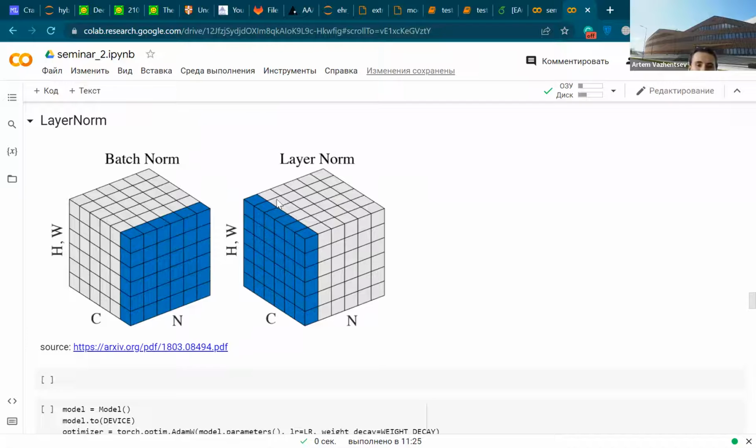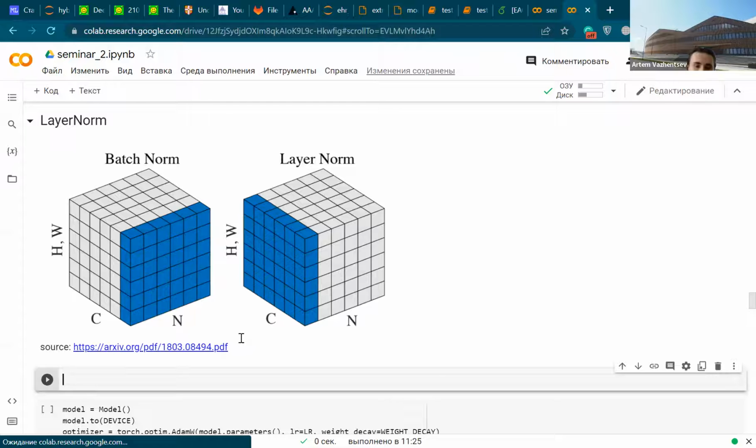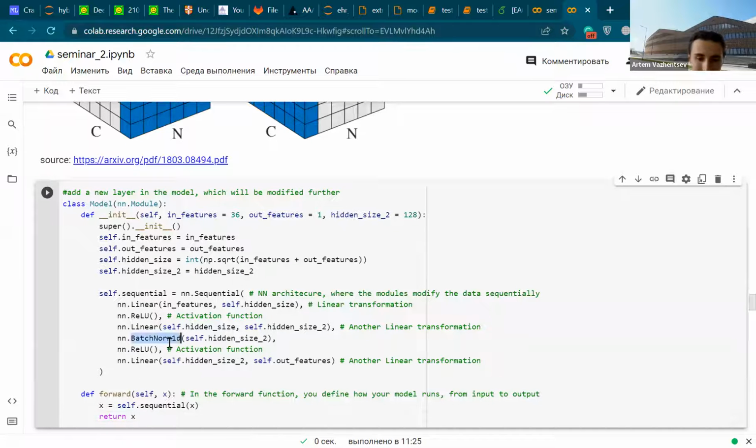Here is the image about layer normalization in comparison with batch normalization. The only difference is that we compute the statistics on another dimension. All the algorithms for layer normalization, for the inference and training stages, will be the same as for batch normalization.